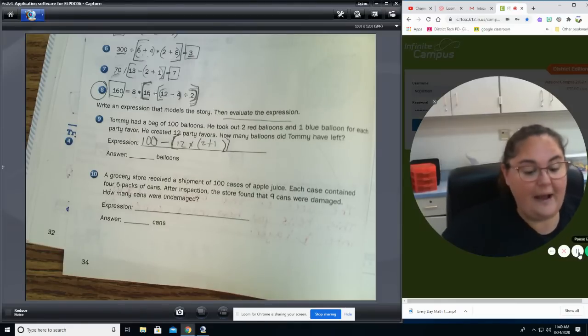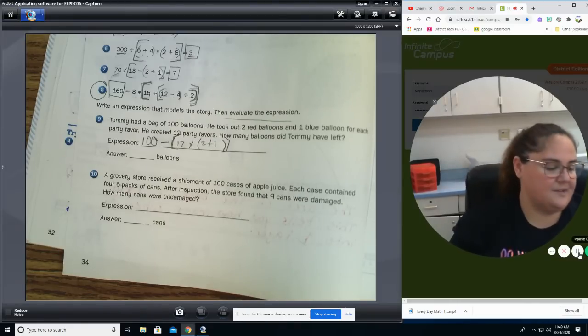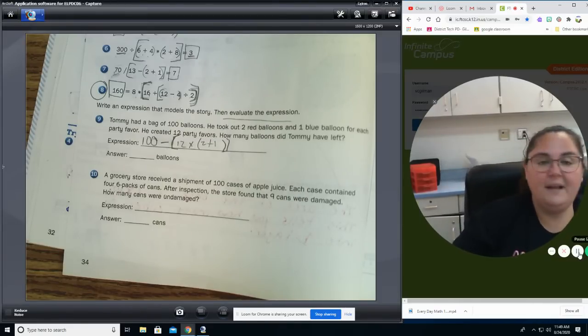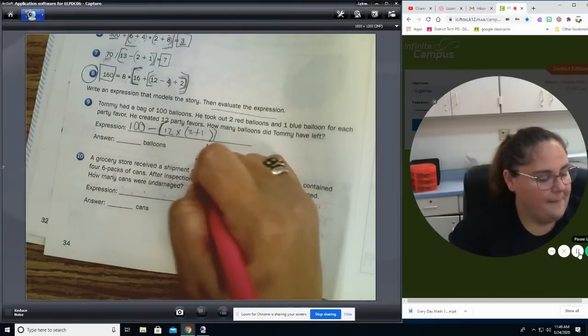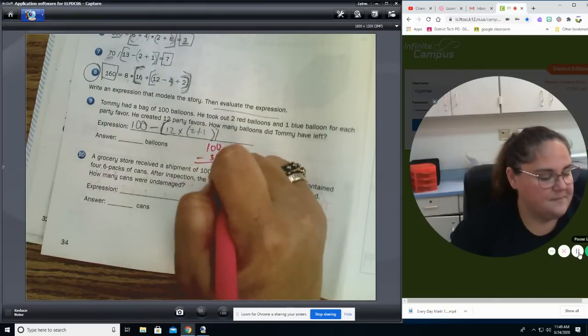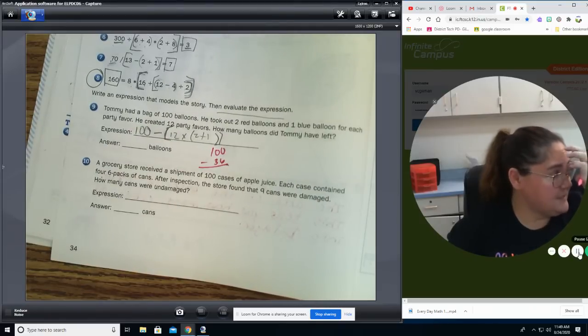Okay, and now we're actually going to do the math that goes along with that. So 2 plus 1 is 3. 3 times 12 is 36. 100 minus 36. 0 minus 6.